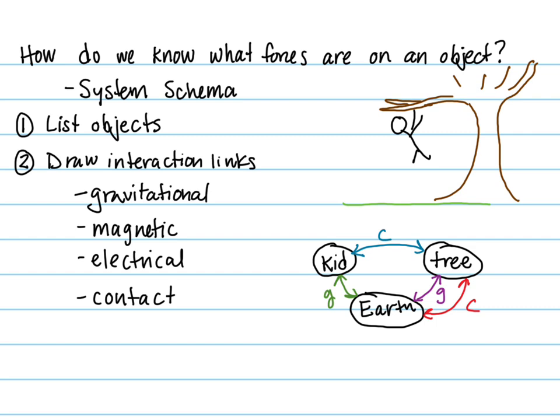Pretty simple there. The one thing that I don't know if I mentioned, but I'm going to mention again just in case, is that we can only have one arrow for each kind. So even if the kid was holding on with two hands, we would really just think about that as one interaction, unless we want to really complicate our model.